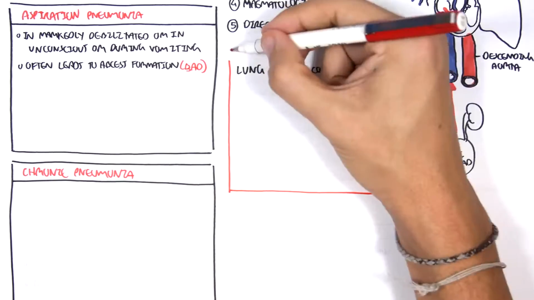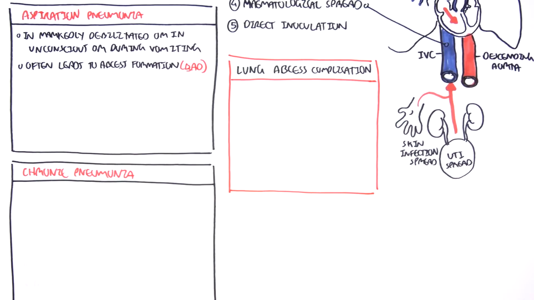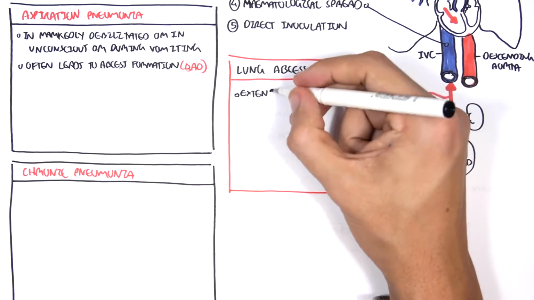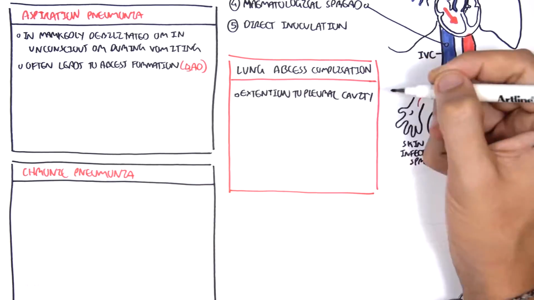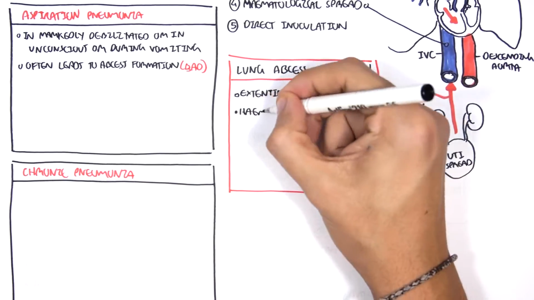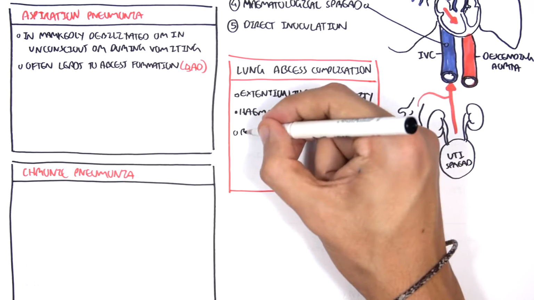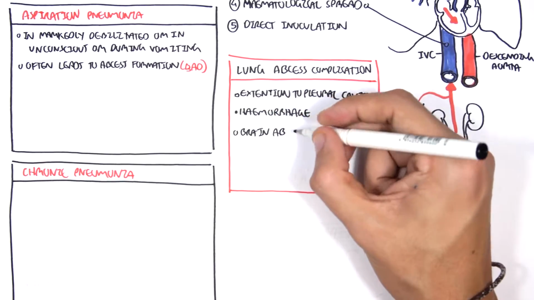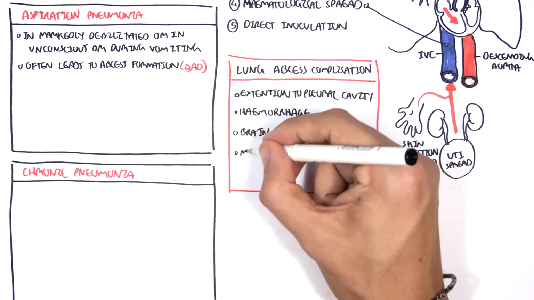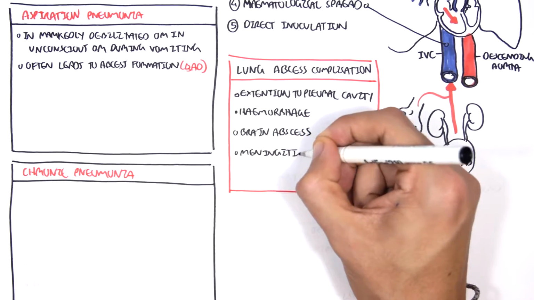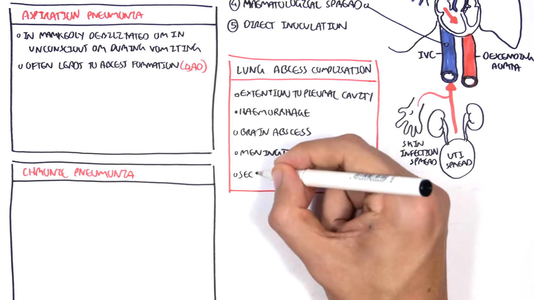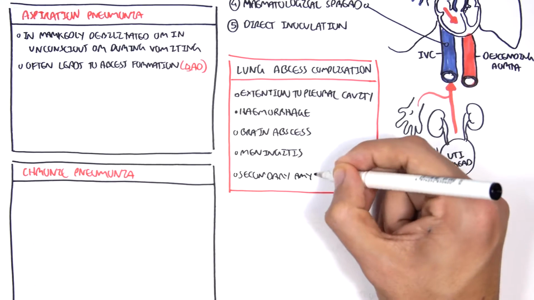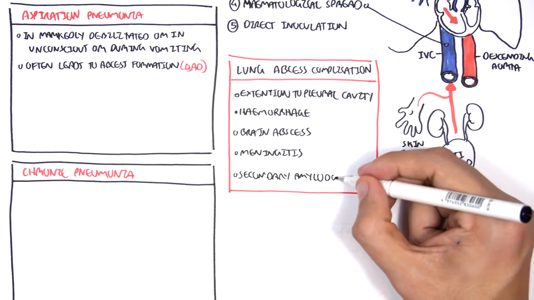So lung abscess complications. When you develop a lung abscess from aspiration pneumonia, there can be complications such as it can extend to the pleural cavity. You can have hemorrhage. You can develop brain abscess, meningitis, if it travels through the blood to the brain. And you can also develop secondary amyloidosis.